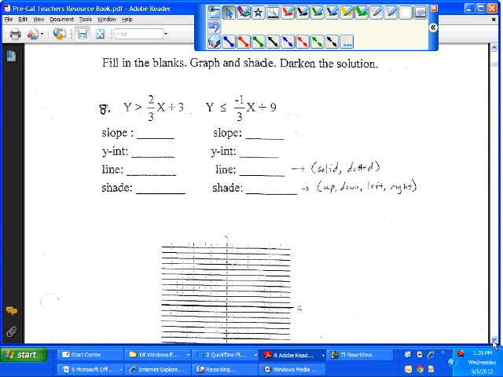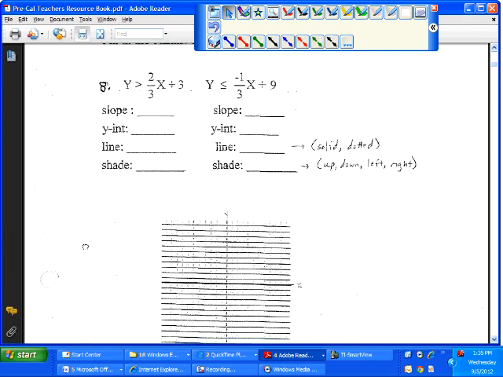Now, what we're dealing with here is systems of linear inequalities. And what we're going to do is graph and shade and darken the overlapping shade, right? And to be a solution, it must lie within the overlapping shaded region and not be on a dotted line, right? It must lie within the overlapping shaded region and not be on a dotted line.